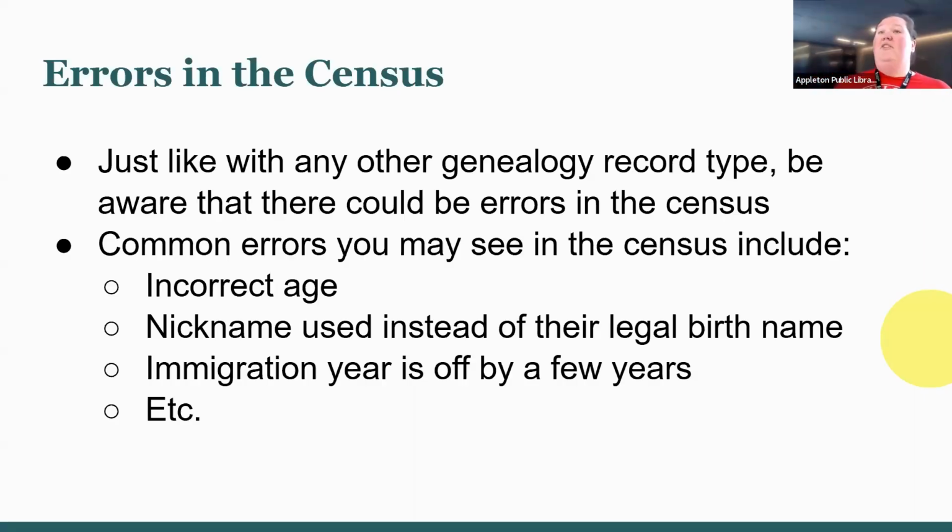Maybe the immigration year that they're listing in the census is off by a few years, because if it's been 30, 40 years since they immigrated, maybe they're going to be off a few years. Or again, we don't know who's giving the details. Maybe they weren't with that person when they immigrated and they just kind of know approximately. So those are just a few examples of some of those errors that you're going to commonly find.